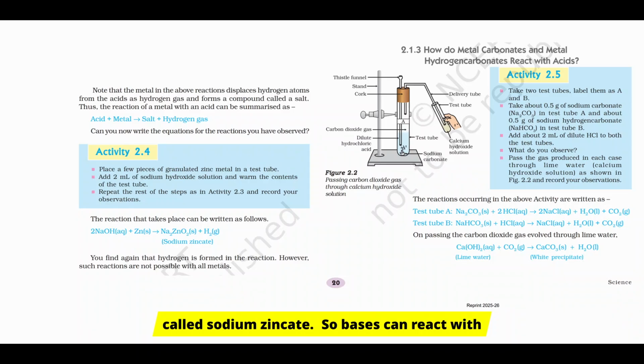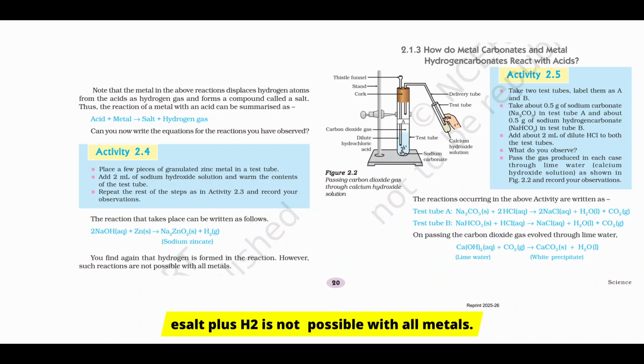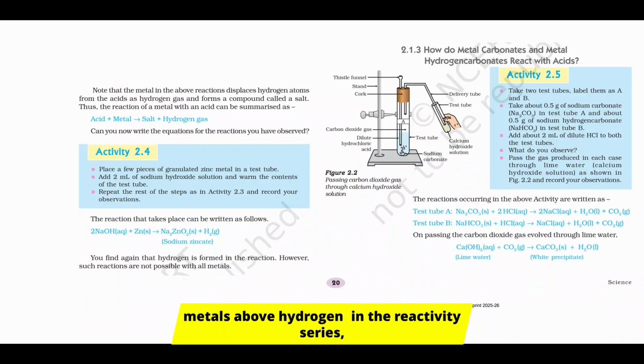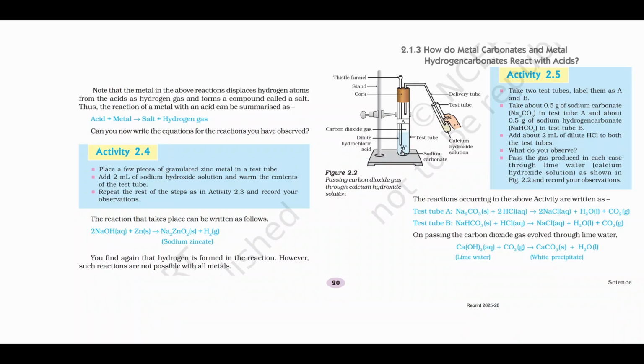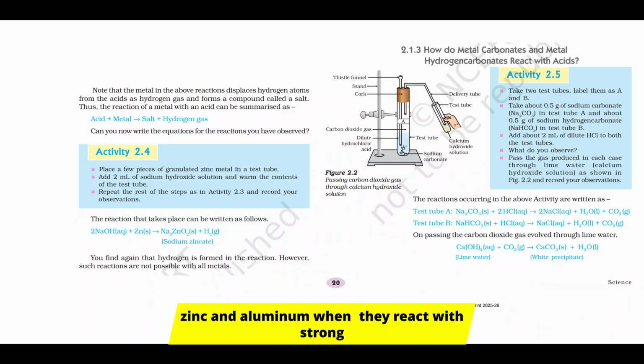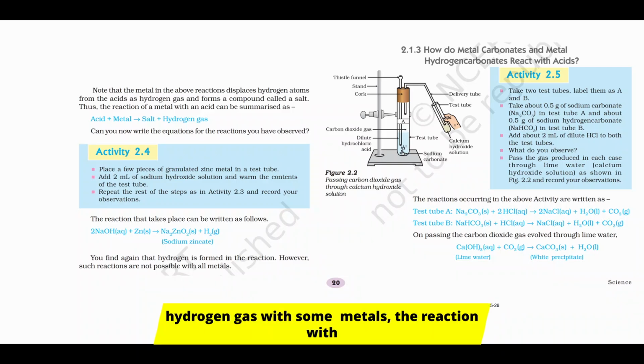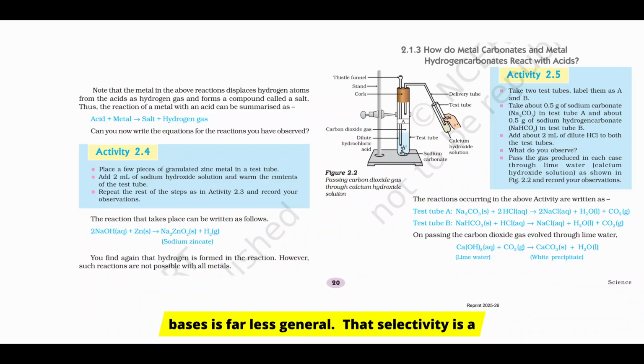So bases can react with metals to give hydrogen too. But, and this is the really important caveat, especially for competitive exams, this reaction, base plus metal gives salt plus H2, is not possible with all metals. Unlike acids, which generally react with most metals above hydrogen in the reactivity series, this reaction with bases is much more selective. It really only happens with certain metals like zinc and aluminum when they react with strong alkalis like NaOH. So while both can produce hydrogen gas with some metals, the reaction with bases is far less general. That selectivity is a key distinction often tested.